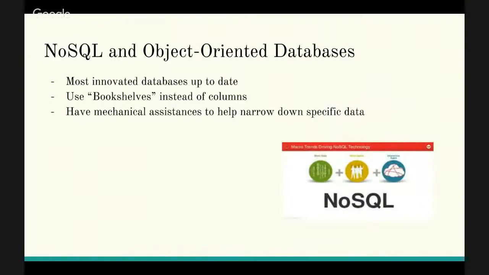The NoSQL and object-oriented databases are incredibly technologically advanced. They are both prized as the most innovative databases to date. Instead of organizing data in a common and simple way, like on a Microsoft Excel worksheet, these databases use a more complex method and organize their data on bookshelves. These databases have mechanical assistants standing by to help narrow down the specific data that is stored on the bookshelves.